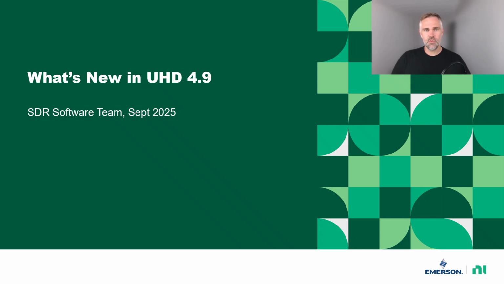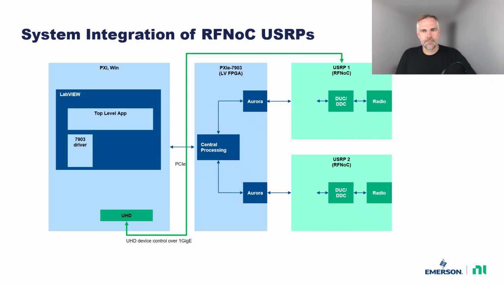Let's explore what's new in UHD 4.9. In UHD 4.9, we made it simpler to integrate RF NOC-based USRPs into heterogeneous systems.